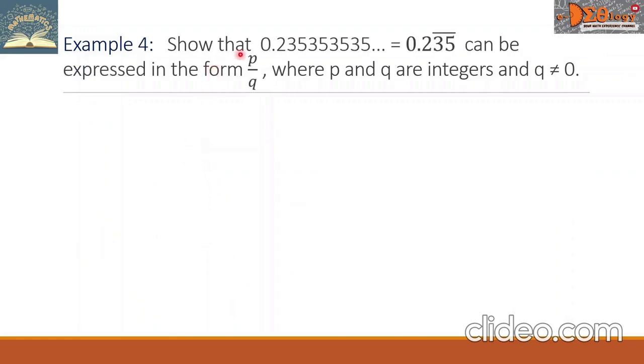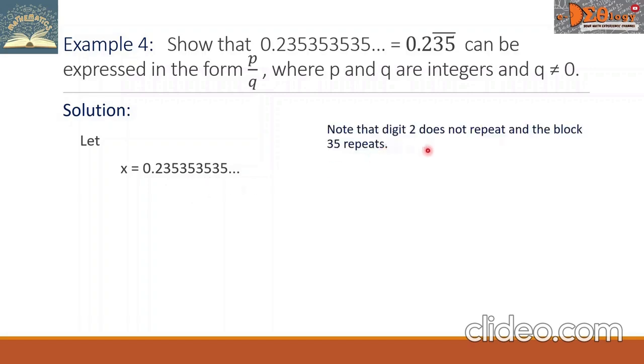Example 4. Show that 0.23535355 and so on, that is equal to 0.235 with a bar on the block 35, can be expressed in the form P over Q, where P and Q are integers and Q not equal to 0. We let x equal 0.23535355 and so on. Note that the digit 2 does not repeat and the block 35 repeats.